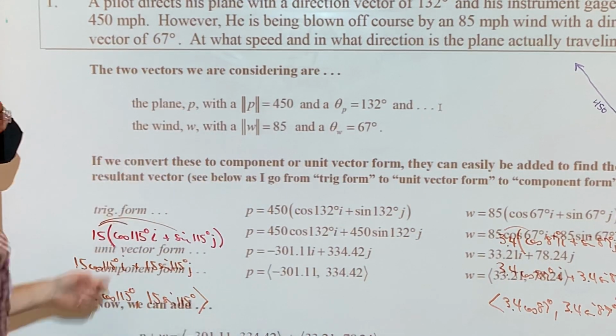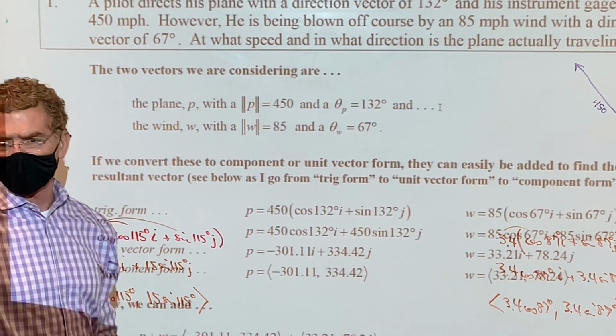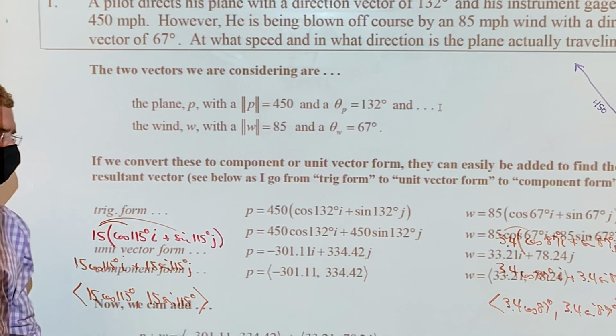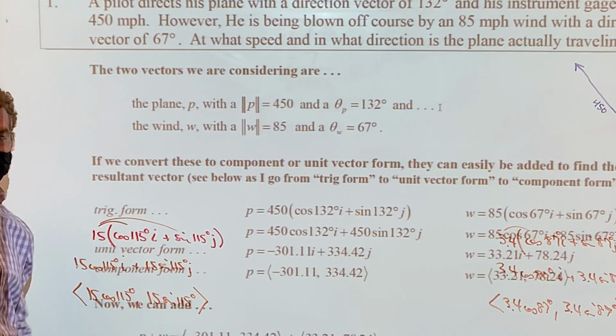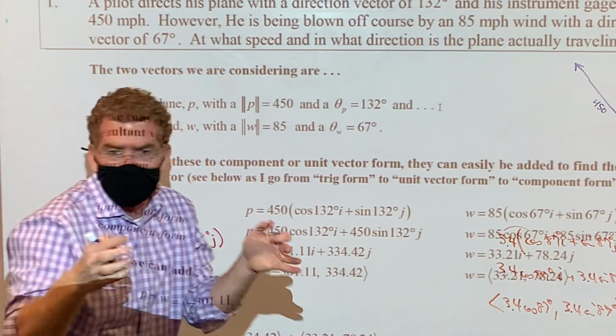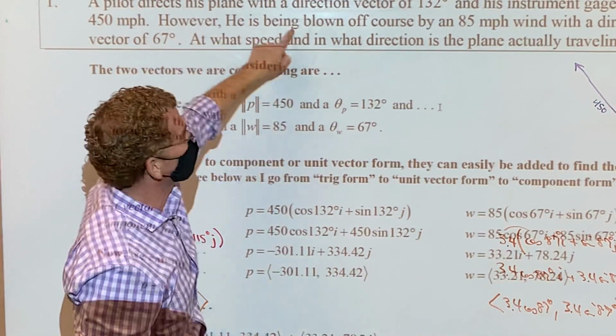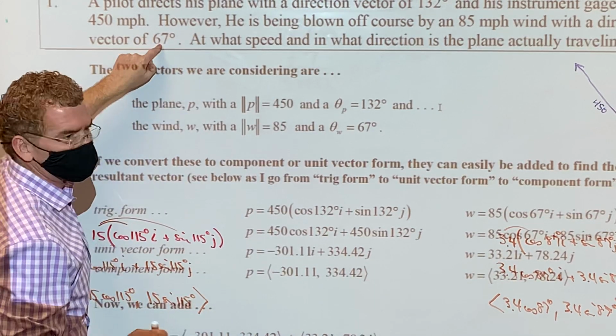Then, along comes a wind. He's being blown off course. Maybe he's up there in the jet stream, which can hit speeds of over 100 miles an hour. You know, it's like the East Australian current from Finding Nemo. You get up in there and it just kind of carries you along. So he's being blown off course by an 85 mile per hour wind with the direction angle of 67.